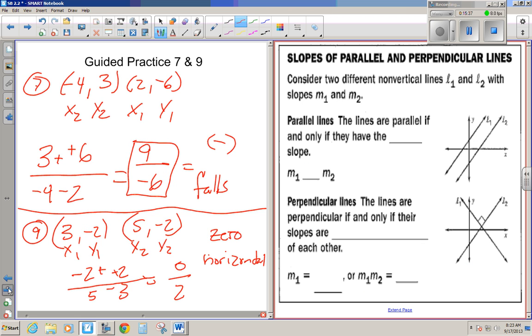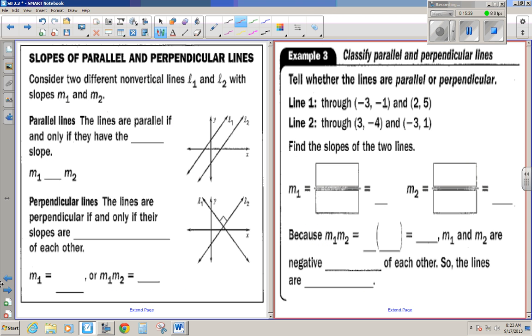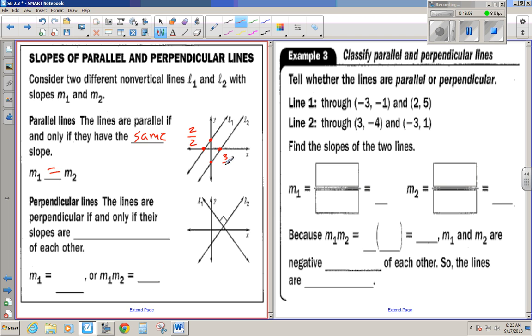All right. Parallel lines. Consider two different non-vertical lines. The lines are parallel if and only if they have the same slope. That means this rise over run is the same as this rise over run. The numbers might be a little different, like this could be 2 over 2, and this here would be 3 over 3. Altogether, the slopes still equal 1.